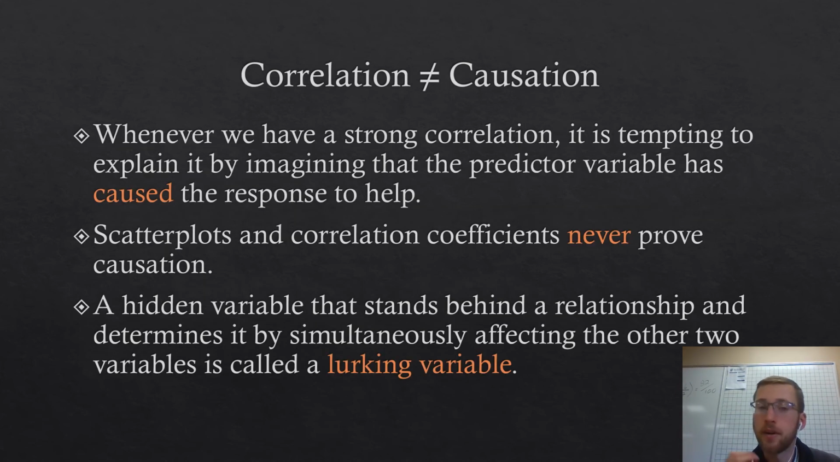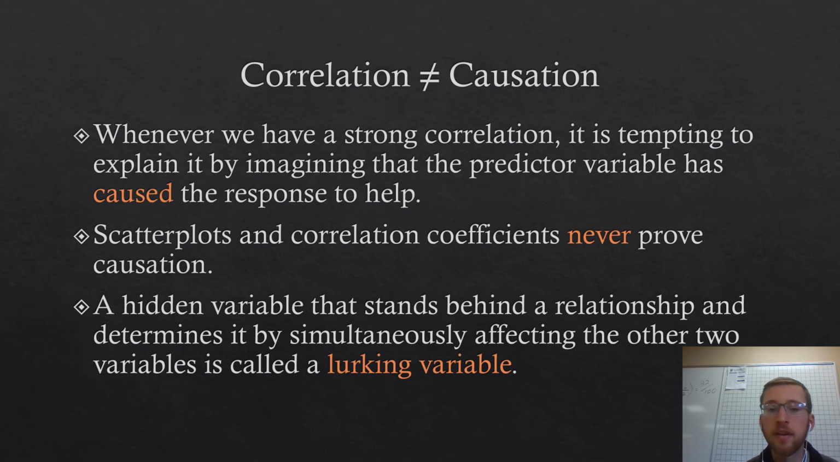One really vitally important thing moving forward in this class is to realize that correlation does not mean causation. Just because you see a really strong linear pattern between two quantitative variables, it does not mean that the outcome of one variable determines the outcome of the other, okay? So we're not proving anything with just a scatter plot. Scatter plots and correlation coefficients never prove causation, okay?